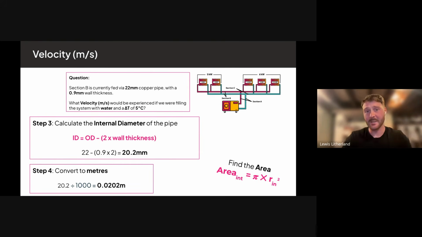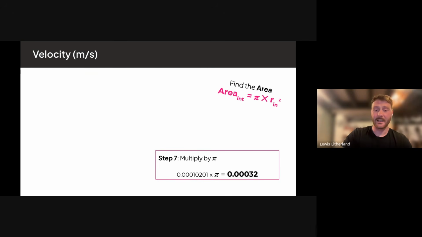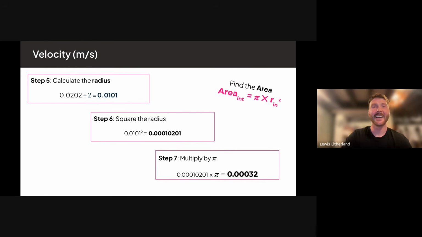Convert to meters, we've got 0.0202 meters. The animation's messed up, sorry. Step 5, again, we're just doing the same thing that we've already been through previously with a 15mm pipe. So we've got the internal diameter. We can now find the radius because we've already got the diameter. Half that diameter gives us the radius. So our diameter was 0.0202 divided by 2 gives us 0.0101. There's our radius. Next part, the calculation is on top if you forgot, literally square that radius, and that gives us that answer there.